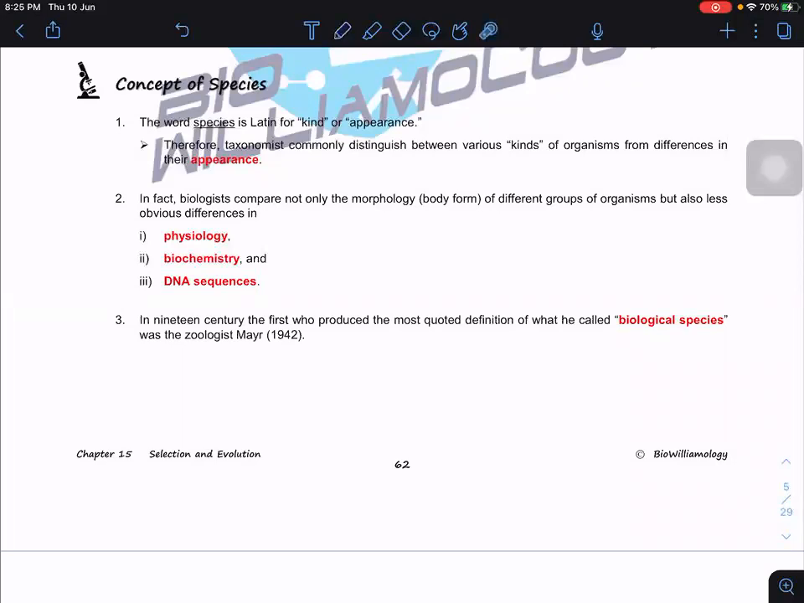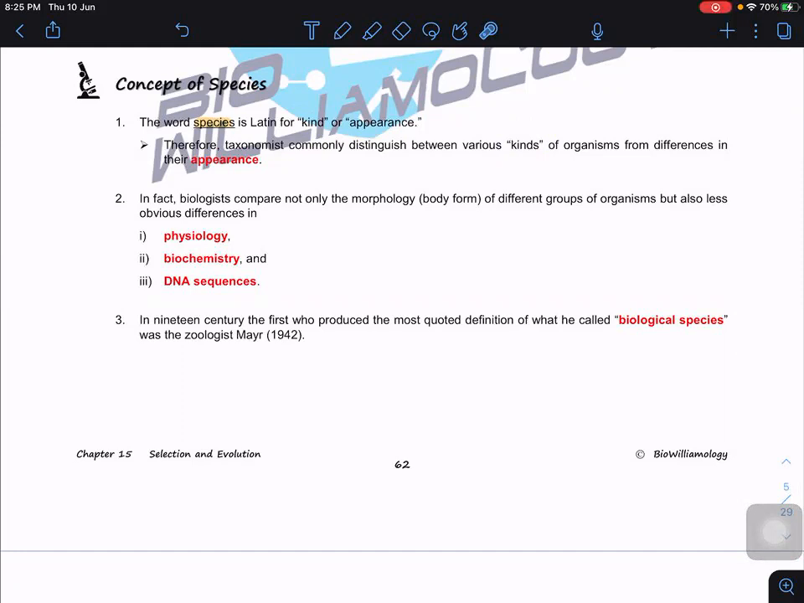Okay, so let's look at this. What is meant by the word species? Species is a Latin word for kinds or appearance. So we group organisms based on the kind. For example, this tiger, the family of tigers, and this one is a cat. We won't put them together under the same species because they totally look different.